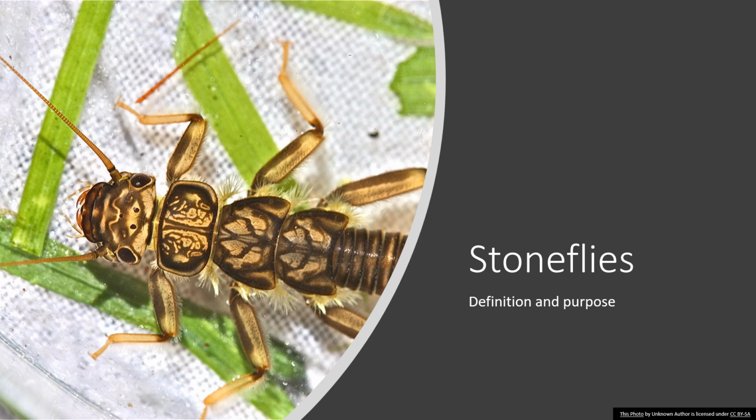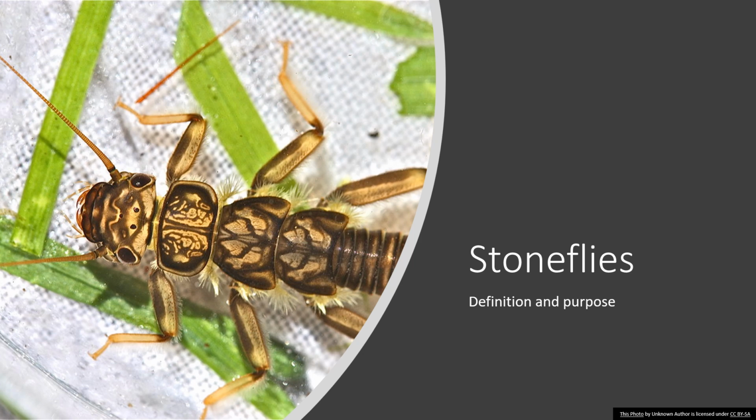Hello, today we'll be defining stoneflies and why they're important aquatic invertebrates. Stoneflies are an important aquatic invertebrate found in streams and rivers. They belong to the order Plecoptera. There are about 3,500 species found worldwide and around 600 found in North America.